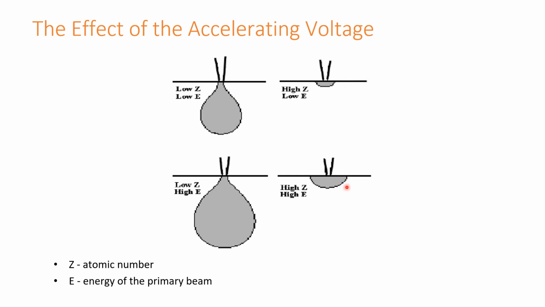Now we compare both of these. In both of these, the atomic number is higher, but in the first one we have low energy of the primary beam, and in the second one we have high energy of the primary beam. So due to the high energy of the primary beam, the interaction volume is higher. Similarly, in this case, this one has low energy of the primary beam and this one has high energy of the primary beam, therefore it has a high interaction volume.